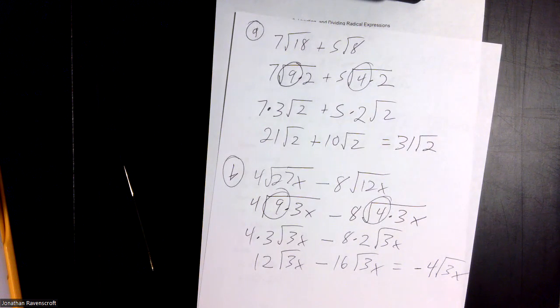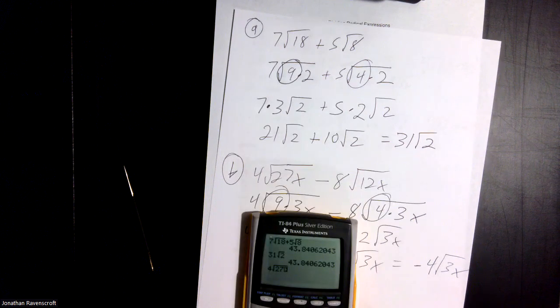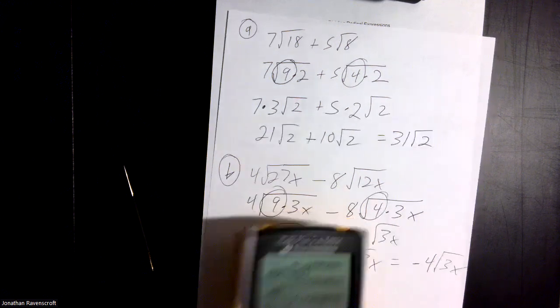Now this has a variable in it. What if the variable wasn't there? Let me check 4 square root of 27 minus 8 square root of 12. Oops, I messed that up. 4 square root of 27, get out from under the bracket, minus 8 square root of 12. Negative 4 square root of 3. I get the same thing.